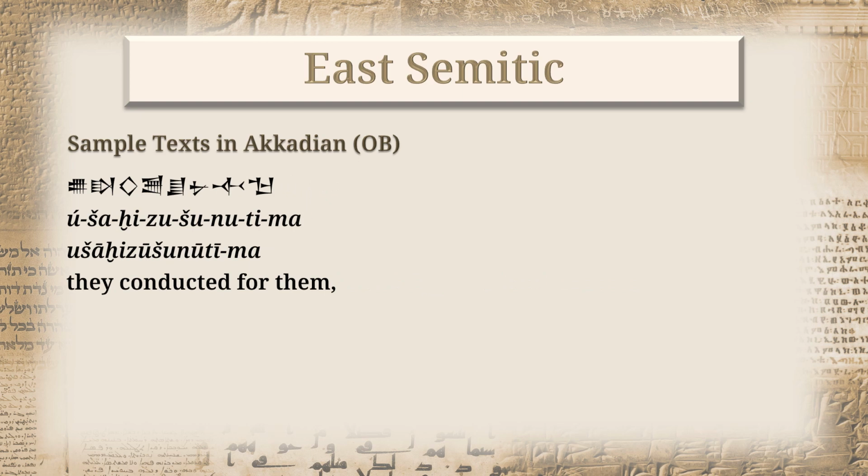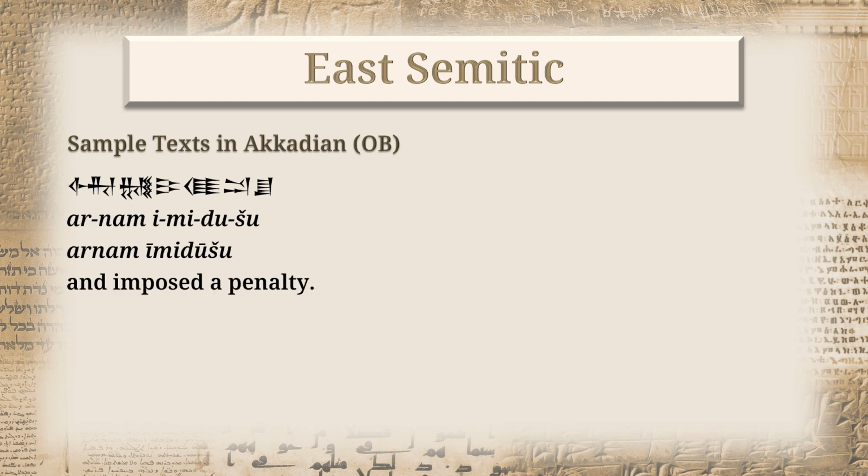And there's the verb. Uṣar-namkūr-šarre shunutima. They conducted for them. So uṣar means he conducted. Uṣar they conducted. And shunuti is for them. And ma again means that there's still something else following. So ma is like and. It is connecting. Uṣar shunutima. Arnam-i midushu. And they imposed a penalty. Actually imposed a penalty on him. Shu is like him.